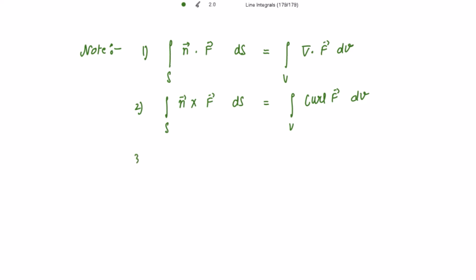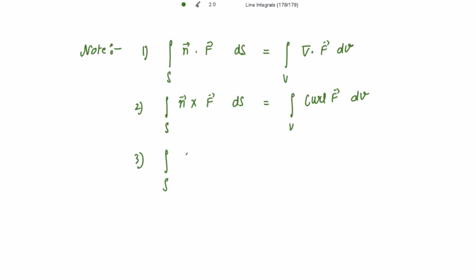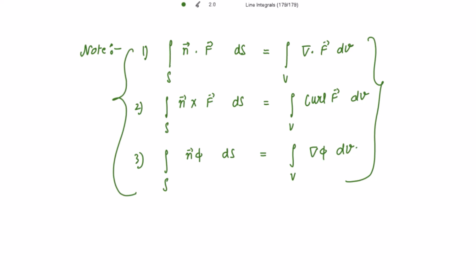And the third result is the second result which we have proved, this one. Instead of phi n vector, I am writing n vector phi. So the surface integral of n vector phi ds is equal to the volume integral of grad phi dv. So these are the three results which I have rewritten in another way so that it will be easier to remember the results.